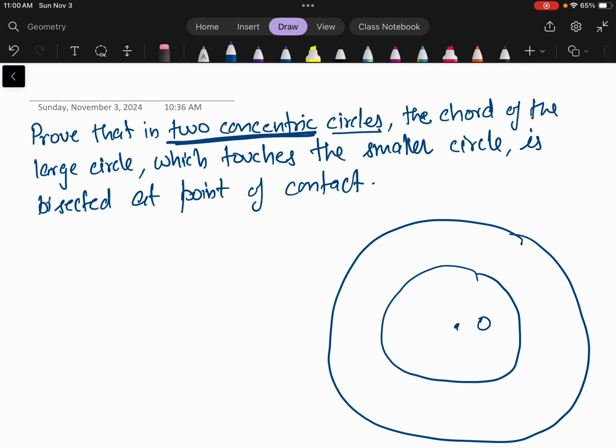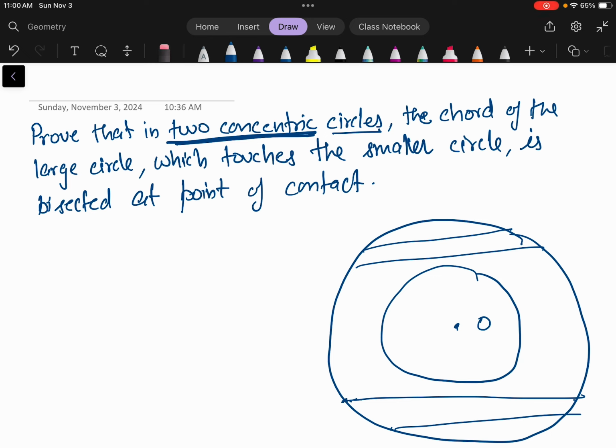Okay, now what is the question? The chord of the larger circle. So this is the larger circle. What is the meaning of a chord? A chord means, like this is one chord, this is another chord, and this is another chord. A chord is a line touching two points on the circle, like this one. The chord of the larger circle.